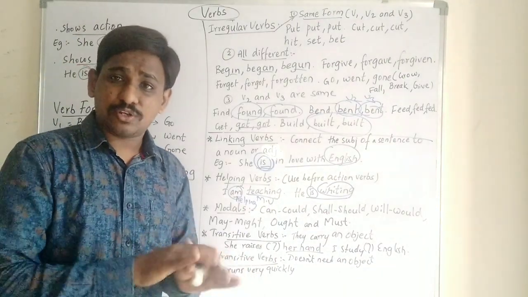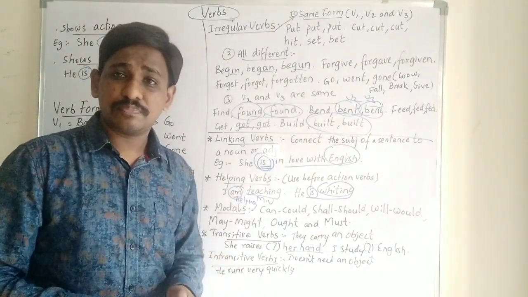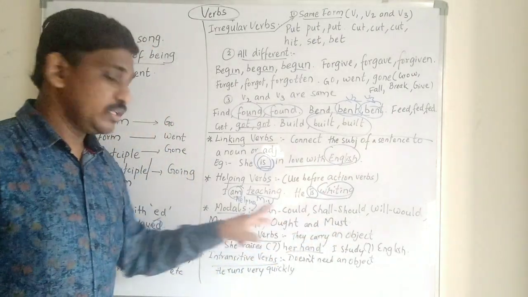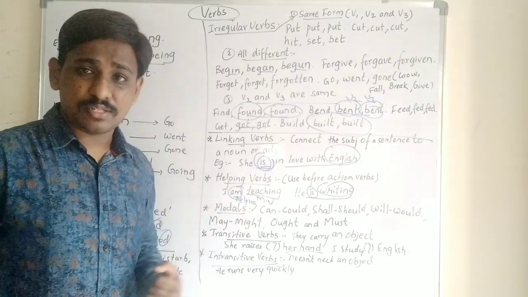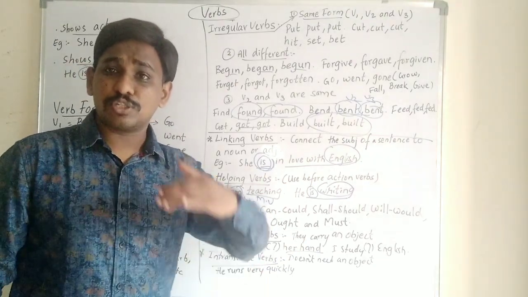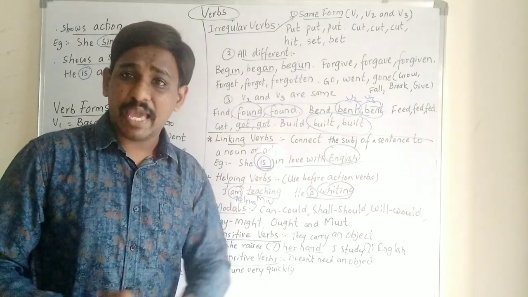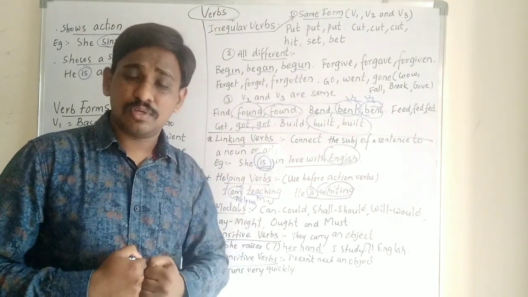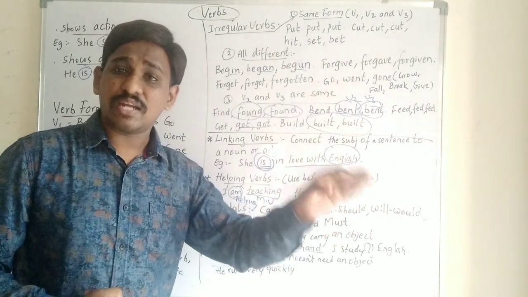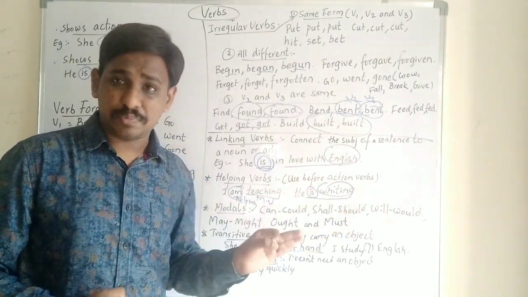Modals: can, could, shall, should, will, would, may, might, ought and must. These are called modal verbs or modals. We use them for different purposes. We use them to show possibility. I can lift 100 kilos. We use them to take permission. May I come in? So there are different functions of the modal verbs.